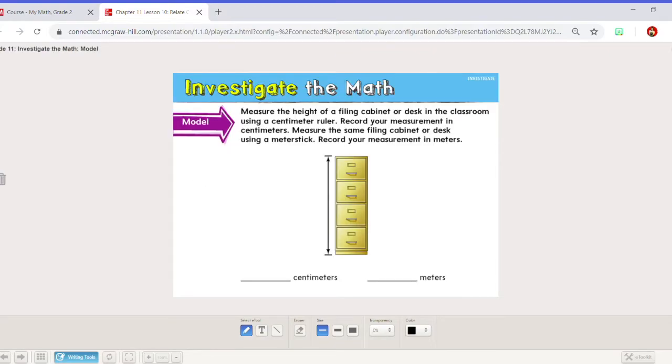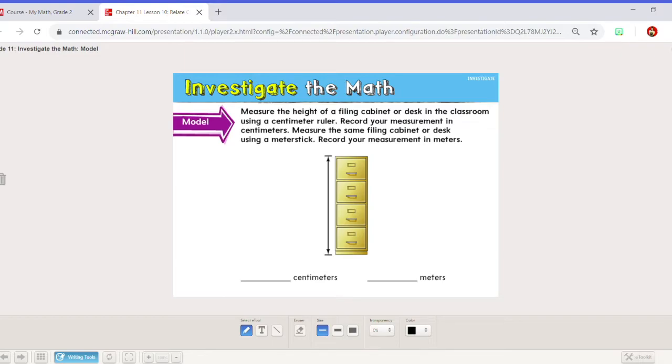It says, measure the height of a filing cabinet or desk in the classroom using a centimeter ruler. Record your measurement in centimeters. Measure the same filing cabinet or desk using a meter stick. Record the measurement in meters. Well, I have a pretty tall bookcase that I'm going to measure and see what I get.